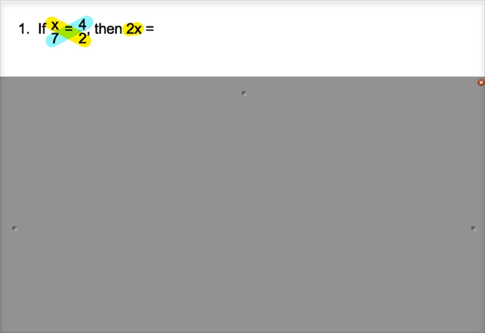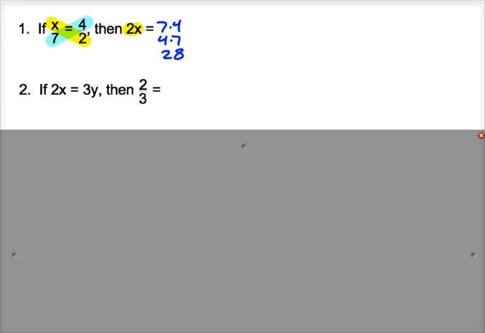So I can write down 7 times 4, or maybe you had 4 times 7, or maybe you even multiplied them together and wrote down that it's just 28. Any of those are fine. Number 2, if 2x equals 3y, then 2/3 equals what?